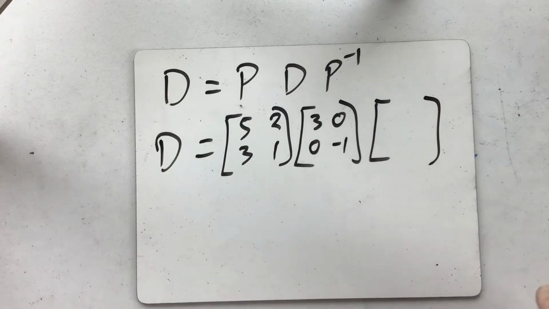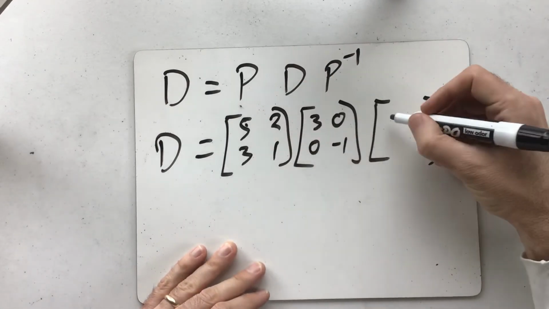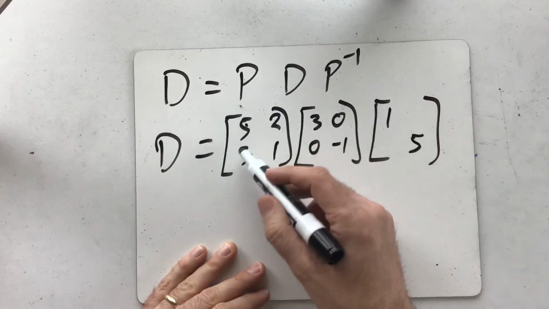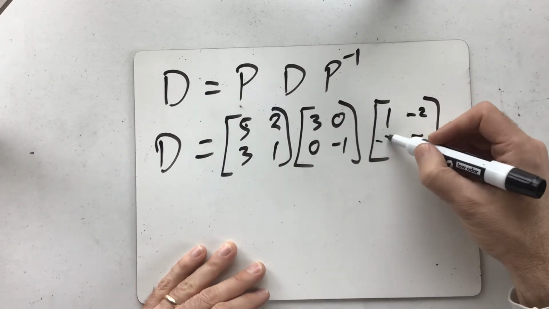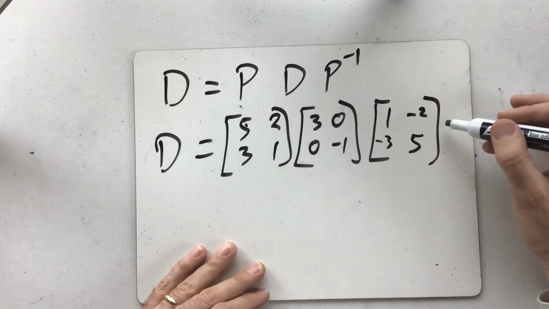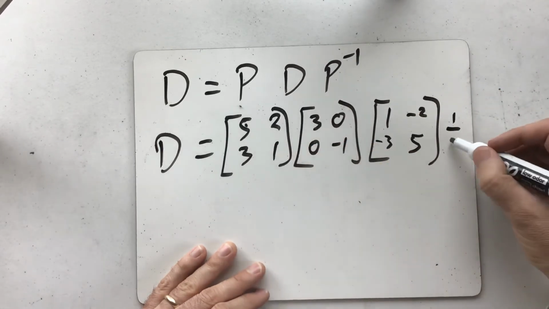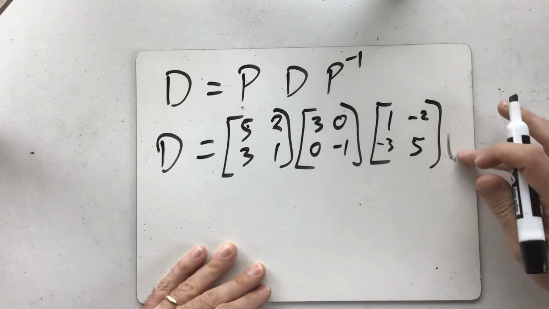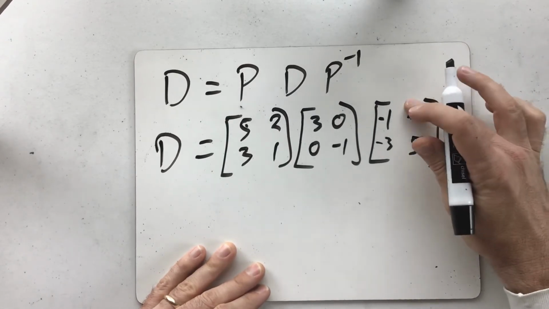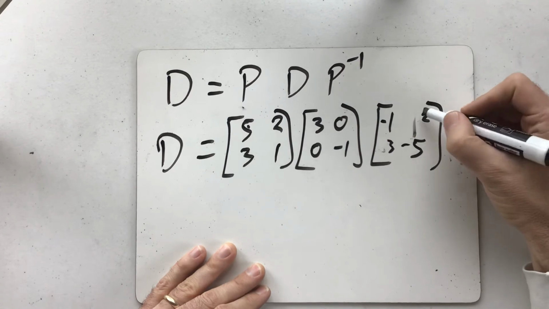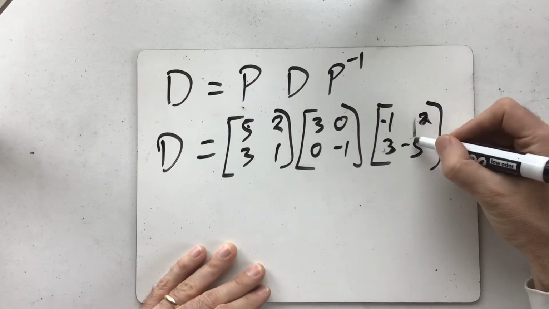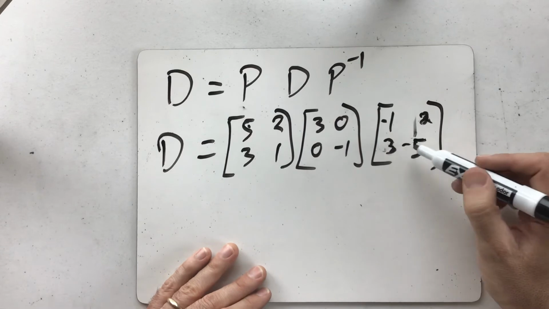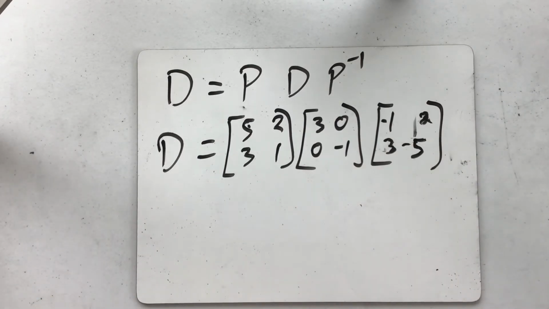Since it's a 2 by 2, I can do the inverse just by looking at it. If it were not a 2 by 2, I would have to be a little bit more careful. But we know these two switch spots, and I get a 1 and a 5. These two get negative signs, -2, -3. And then I have to divide by the determinant, which is -1, so that means everything gets a negative. So my inverse, and again, you all are capable of figuring this out, my inverse was -1, 2, 3, -5. So this is the diagonalization of this matrix.